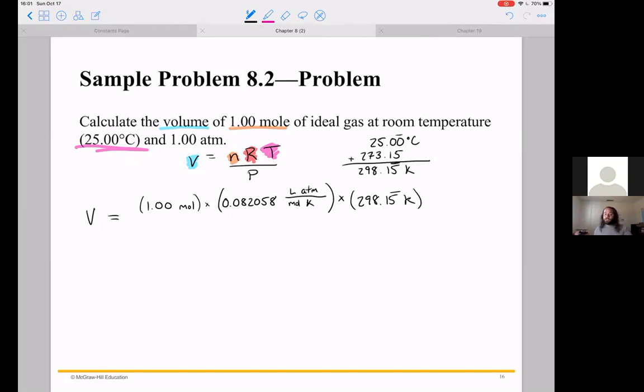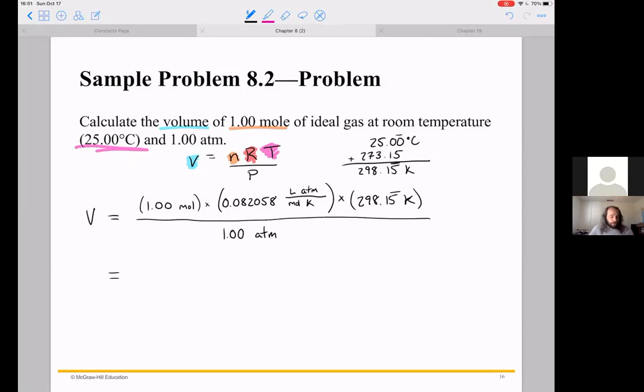Remember that we don't round anything until the very end. So anyways, just trust me, keep it marked. We know that that number actually has 5 sig figs. And then we're going to divide by a pressure of 1.00 atm. Okay, so now that I have it all set up, I'm just going to punch it into my calculator.